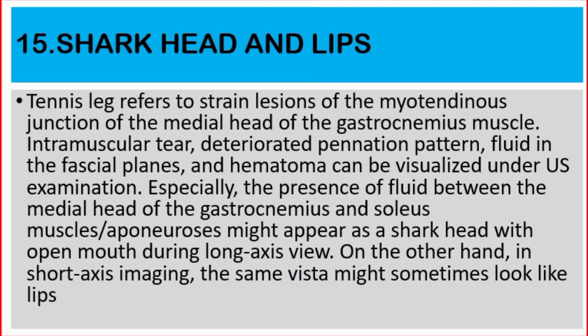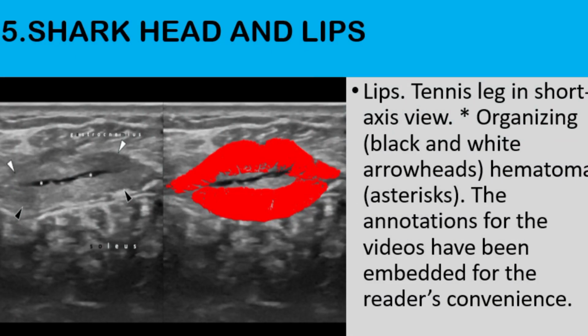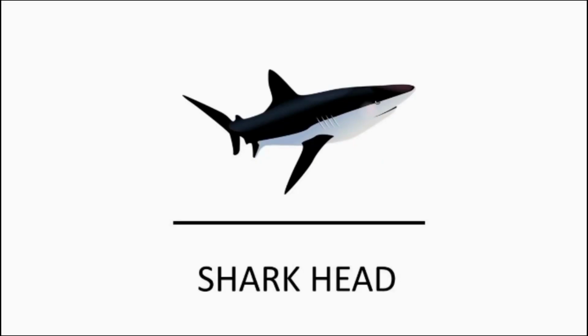Especially the presence of fluid between the medial head of the gastrocnemius and the soleus muscle or aponeurosis might appear as a shark head with open mouth during long axis view. On the other hand, in short axis imaging, the same vista might sometimes look like lips.